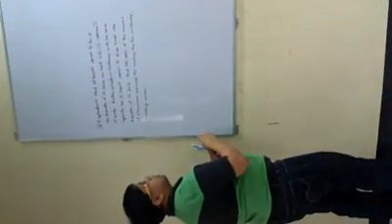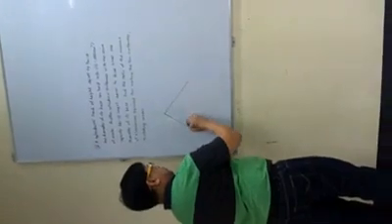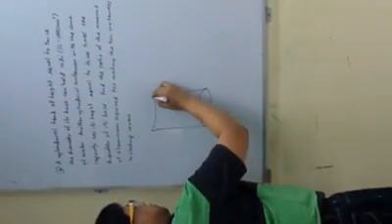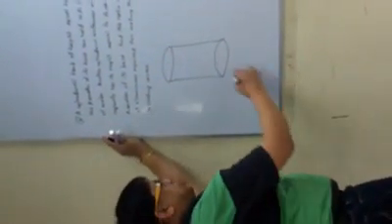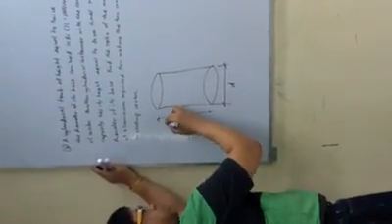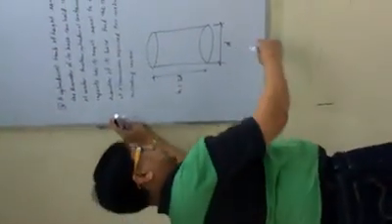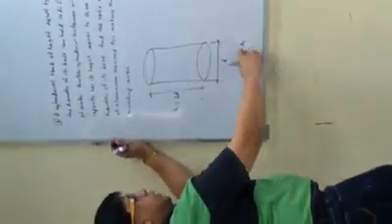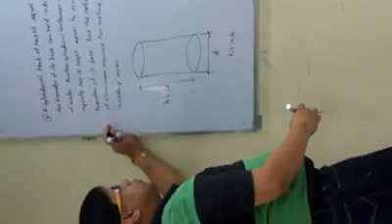We have two cylindrical tanks. A cylindrical tank of height equal to twice the diameter of its base. So if this is the diameter of the base, this is the height. Height is twice the diameter, and it can hold 10 liters of water. This is V1, 10 liters. Another cylindrical container with the same capacity has its height equal to 3 times the diameter of its base.